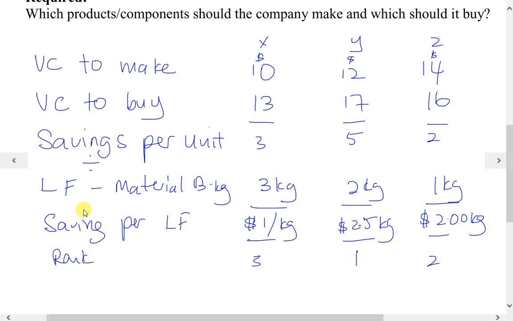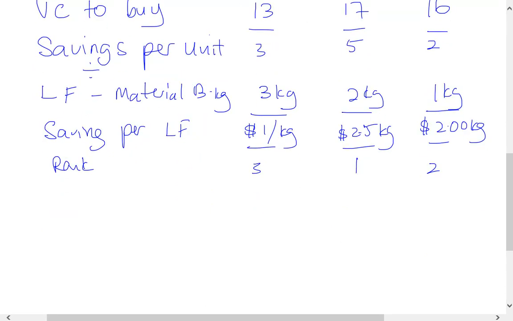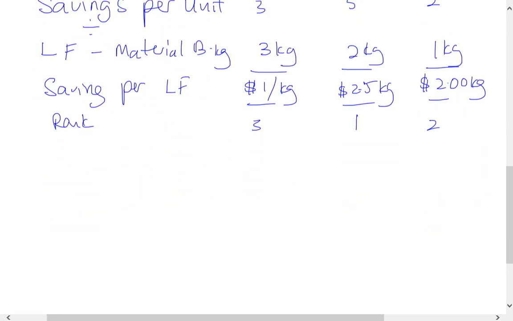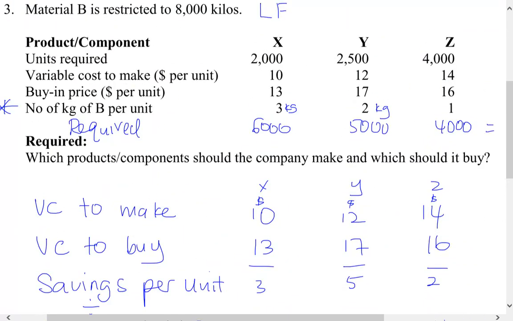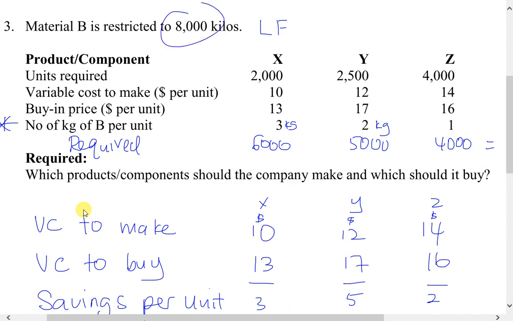So since I'm going to produce Y first, we go to OPP. How many units are we going to produce? Next one will be OPP. Now OPP is a bit different here. It will be make, buy, and then available kg. This is material B in kg. I have how many kg available? I have 8,000 kg available.